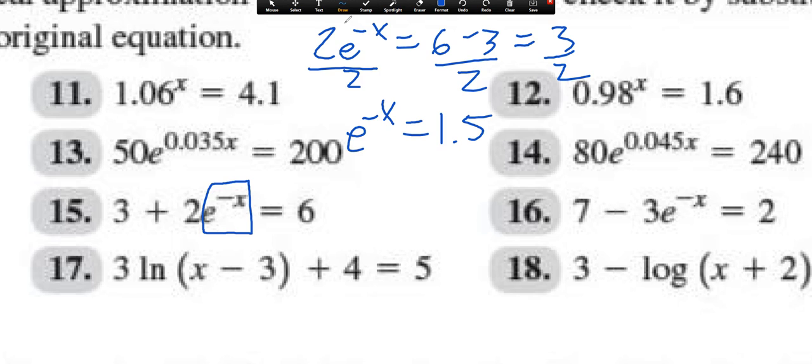What's next? Come on, what's next? You got the exponential part isolated. What do we do? Come on. This should be easy. Put it into the logarithmic form, ln. We need ln. Maybe ln can help us.